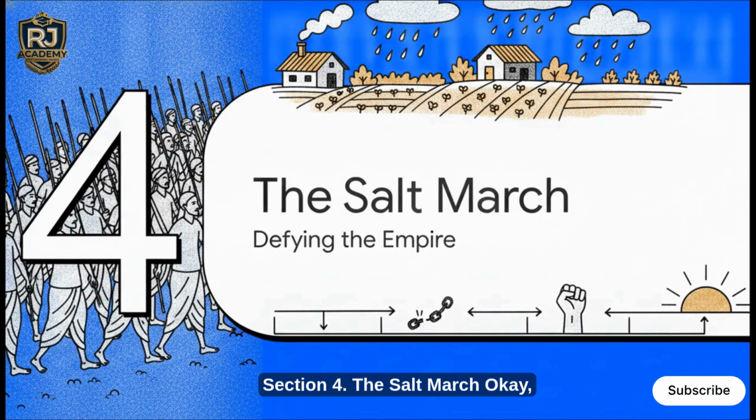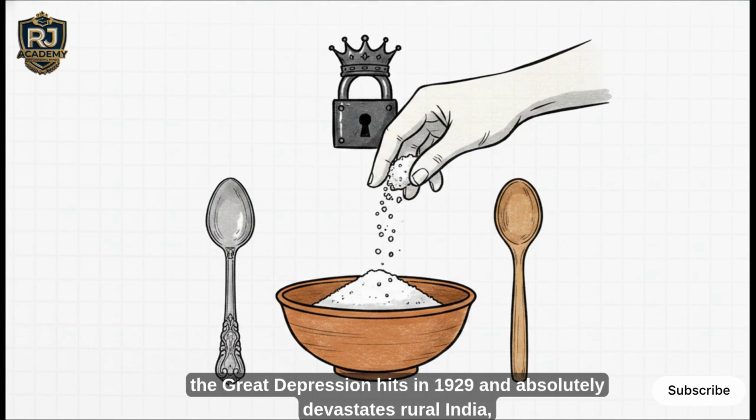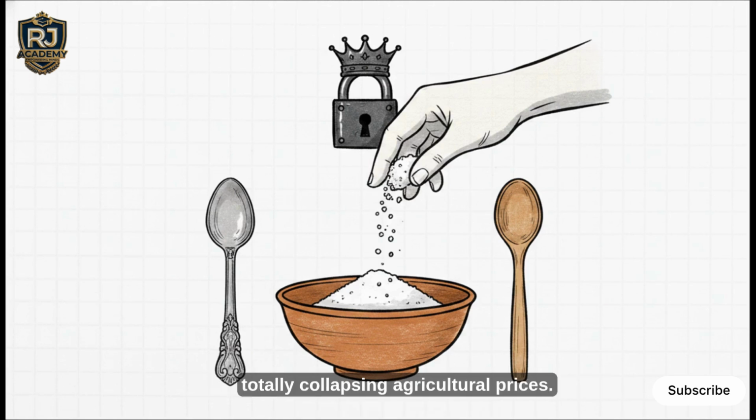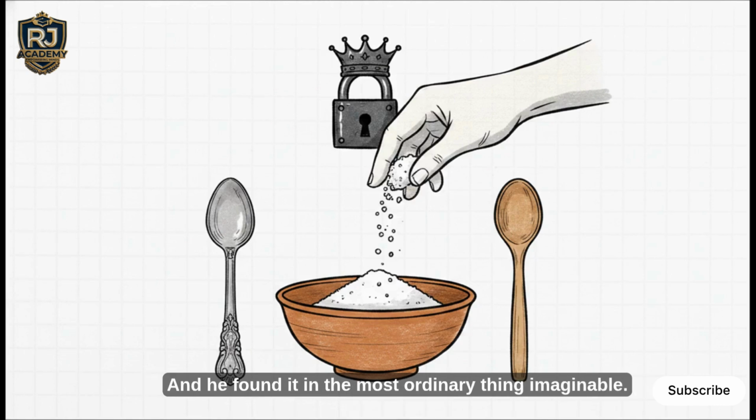Section 4. The Salt March. Okay, so after the violent Chauri Chaura incident halted the movement in 1922, the Great Depression hits in 1929 and absolutely devastates rural India, totally collapsing agricultural prices. Gandhi knew he needed a really brilliant symbol to unify this newly impoverished, heavily fractured population, and he found it in the most ordinary thing imaginable: salt.